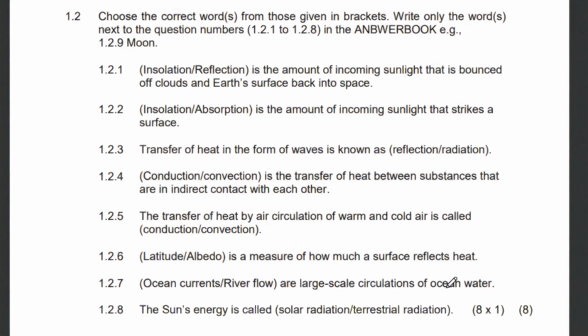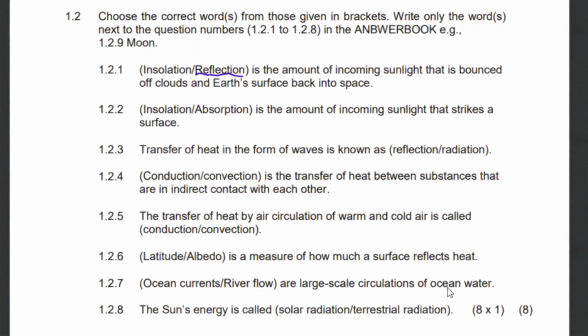Insolation or reflection is the amount of incoming sunlight that is bounced off clouds and Earth's surface back into space. The one that is sent back is reflection. Insolation is incoming solar radiation, the amount of heat that the Earth's surface receives from the sun. But the one that is reflected back, for example because of shiny surfaces or shiny clouds, tends to send the heat back into the atmosphere.